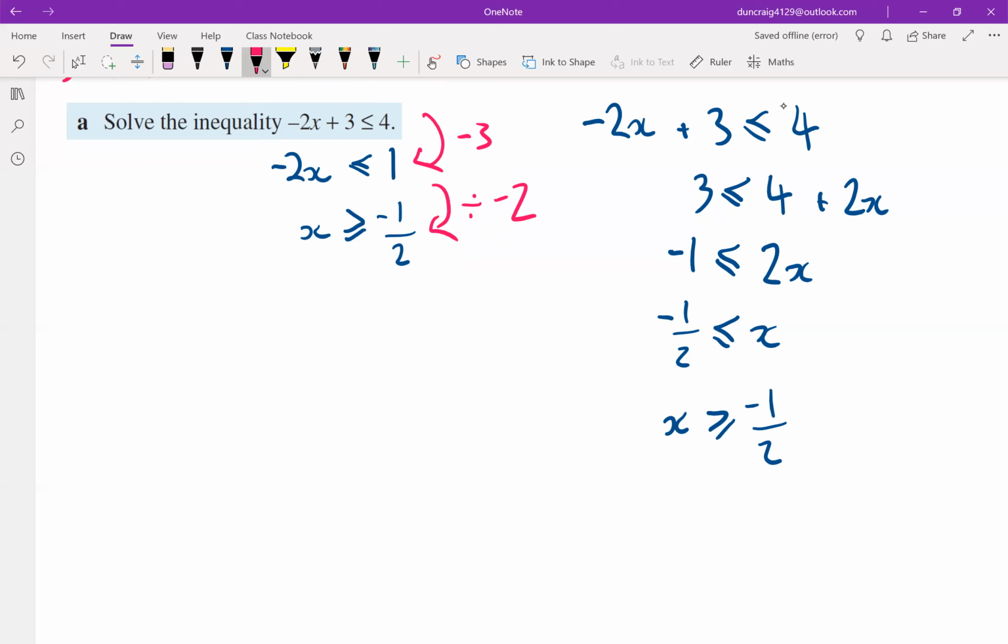Okay, so really it's solving like normal equations, but if you multiply and divide by negatives, you just flip the sign, and that's all you need to keep in mind.